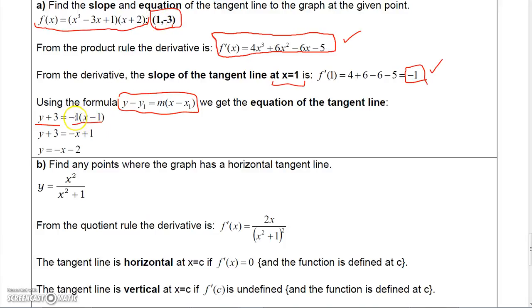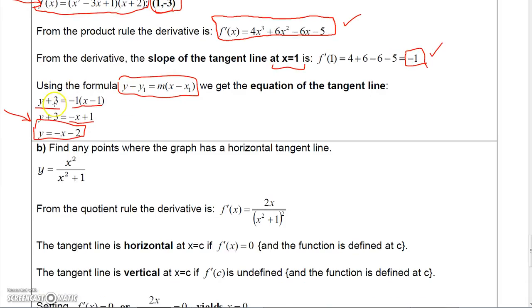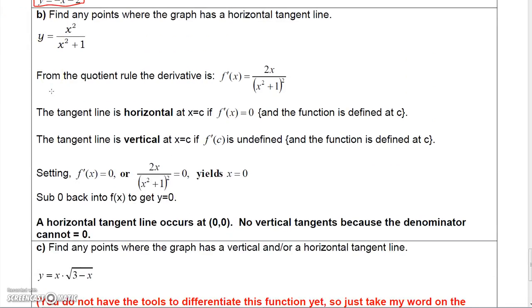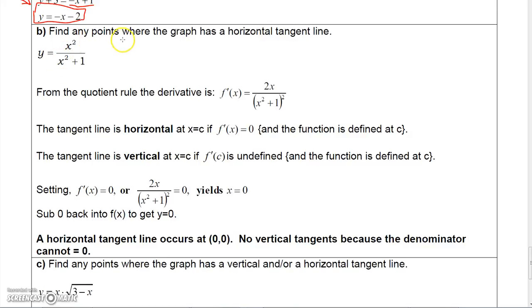And then just distribute -1 through here, and I get minus x plus 1 over here, and then subtract 3 from both sides, and I get y equals minus x minus 2. And if you wanted to, you could graph this function here, and then graph this tangent line on the same graph, and you would see that this line actually does appear to be tangent to this function at the point (1, -3).